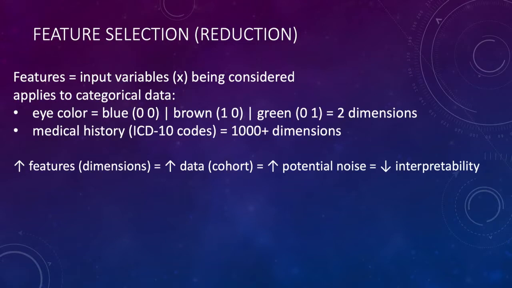There's a lot more potential for noise. The more data you have, the more you have to check that data and make sure it's accurate. And also, the more data you have, the less likely you're going to come up with something that's interpretable. So there's always an objective to really reduce the dimensions or reduce the variables to only the ones that matter.